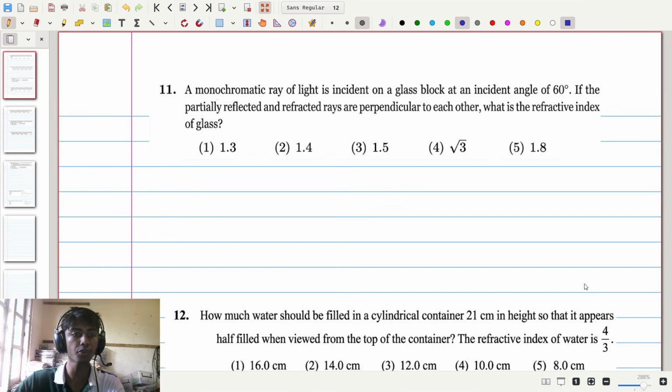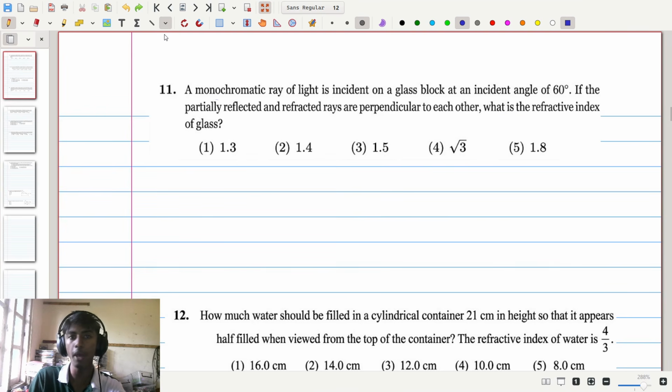Now moving on to the first question, question 11 says, a monochromatic ray of light is incident on a glass block at an incident angle of 60 degrees. If the partially reflected and refracted rays are perpendicular to each other, what is the refractive index of the glass?